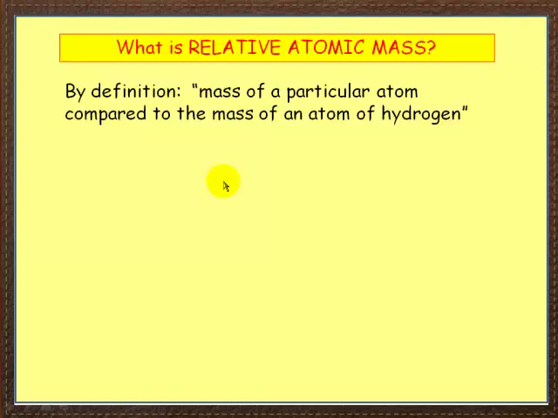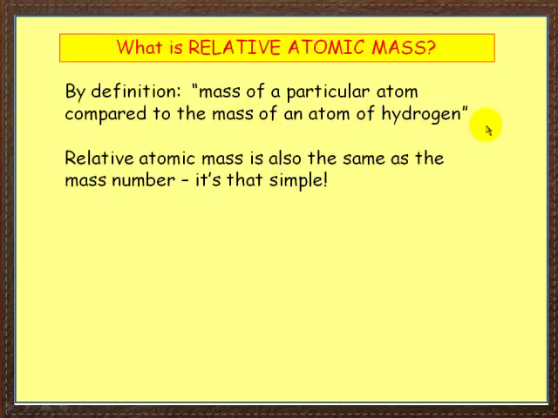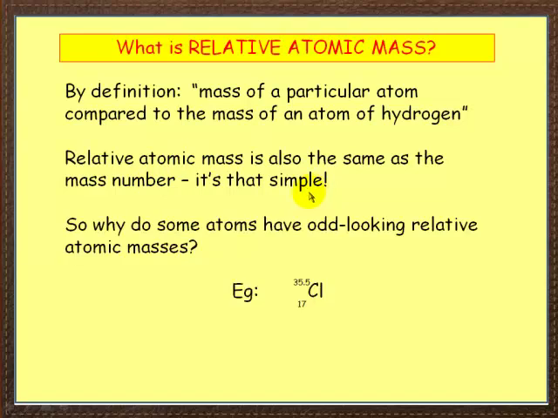Now what is this term you might see in some books called relative atomic mass? If you look at the definition in a textbook, you find it's the mass of a particular atom compared to the mass of an atom of hydrogen. Now I do not want you getting confused. It's the same as the mass number. So relative atomic mass is the same as mass number. So please do not get confused.